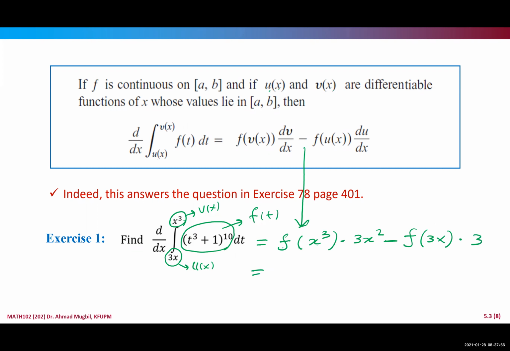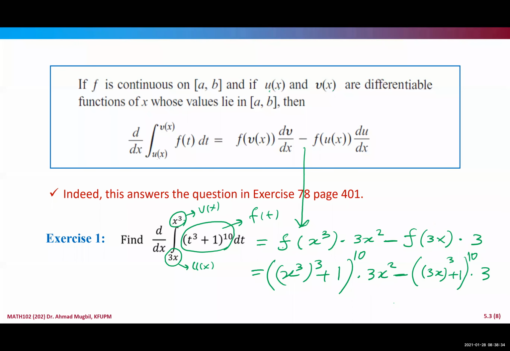So now what is our function? What is f? Instead of t, you will write x. So it will be x to the power 3, all to the power 3, just replacing t by x cubed, plus 1, all to the power 10, multiplied by 3x squared, minus, here also instead of t, write 3x. So it will be 3x all to the power 3, plus 1, all to the power 10, multiplied by 3. That's it, we differentiated it. If you want to simplify more, I think you can take a common factor, but it is okay to just leave this as the answer.